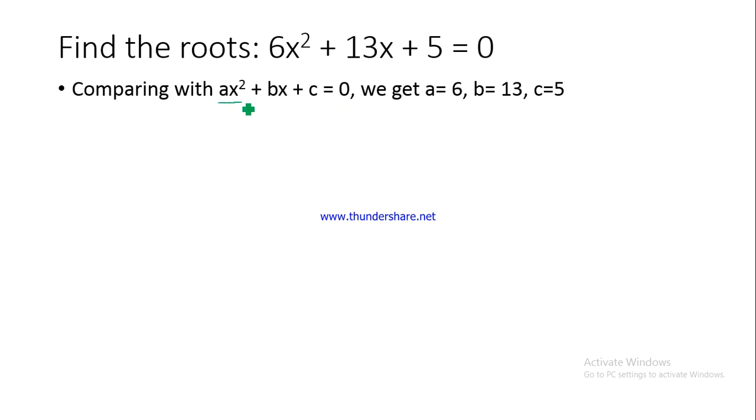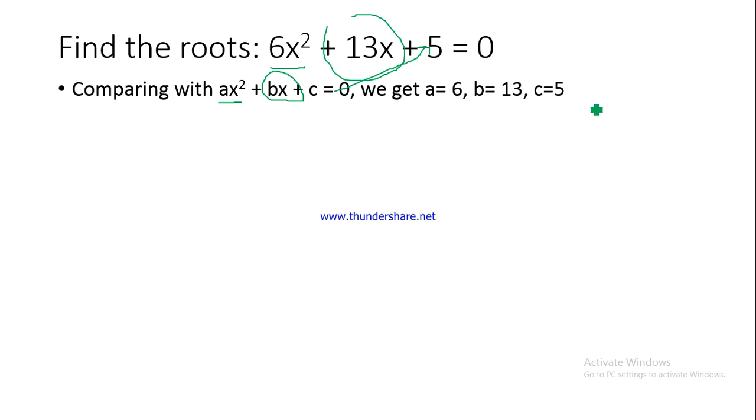You have to compare ax square with 6x square, just like we have been doing earlier also. We compare bx with plus 13x, and c, the remaining portion, gets compared with plus 5. This way we'll get a is equal to 6, b is equal to 13, and c is equal to 5. Plus signs have not been mentioned because you don't need to mention a plus sign.